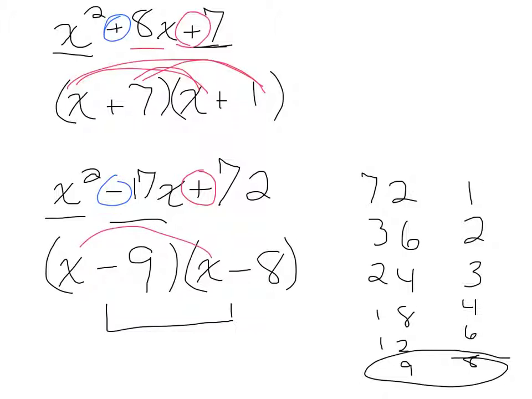Again, when you're done, just double check. X times x would be x squared, minus 8x minus 9x gives me minus 17x, and minus 9 times minus 8 gives me the plus 72.